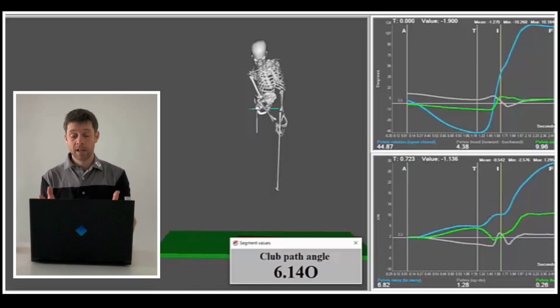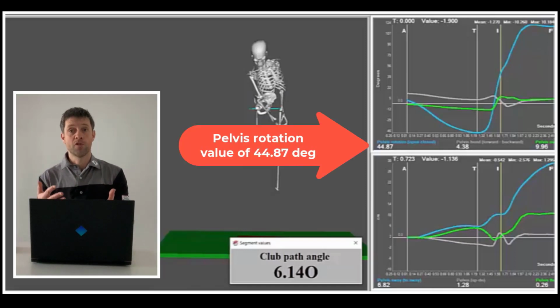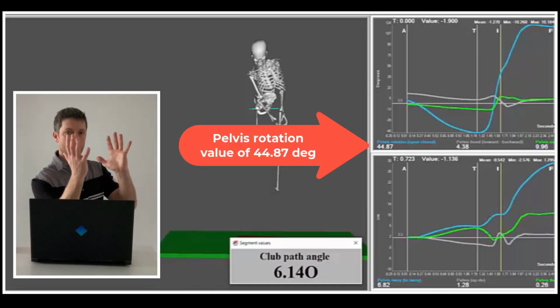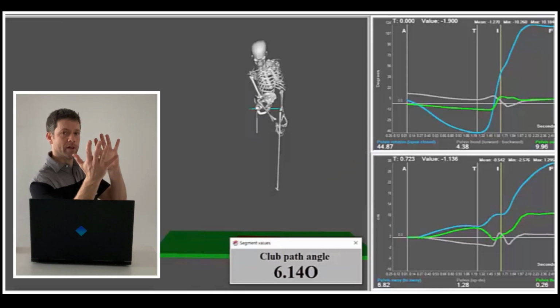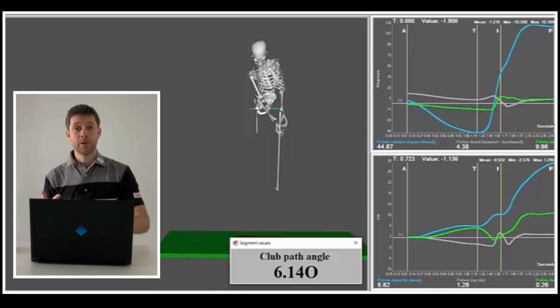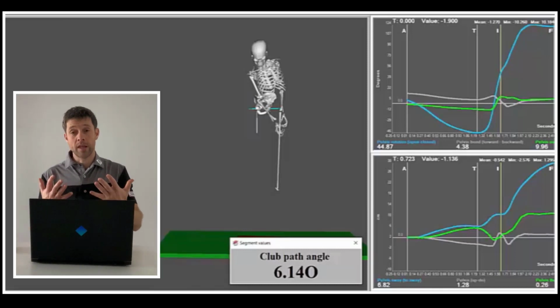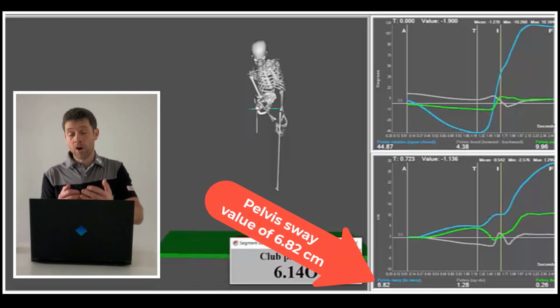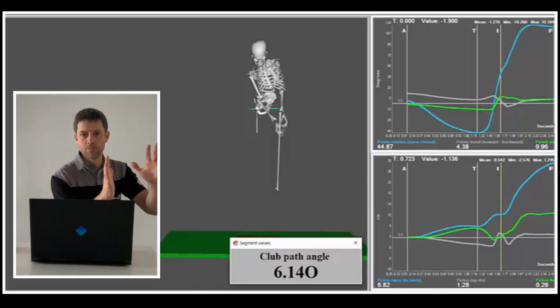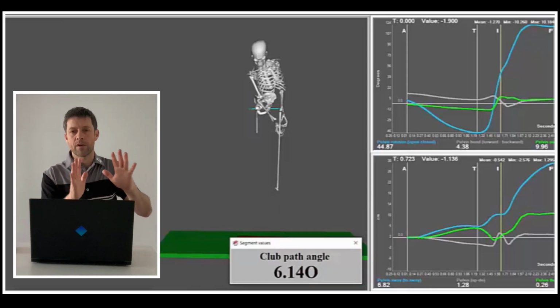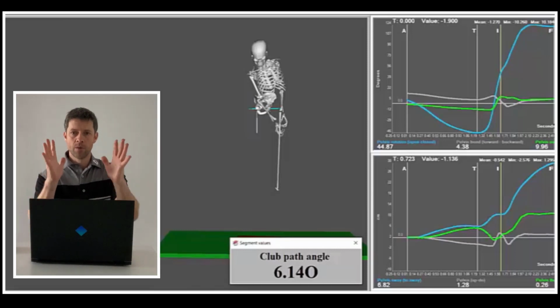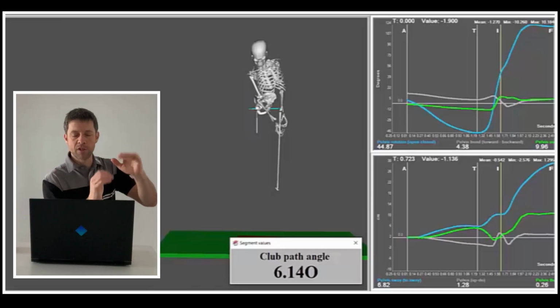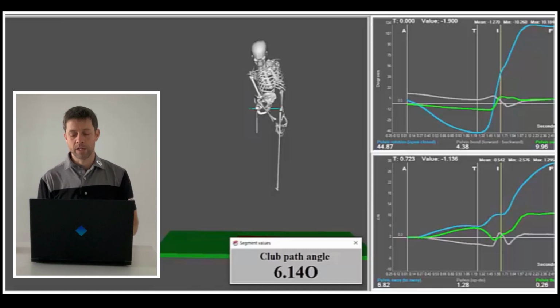As far as the rotation of the pelvis, just under 45 degrees, so 10 degrees more rotated in that pelvis at impact relative to the person who produces almost that zero path. We then look at the sway value, as shown by the arrow on screen in the blue plot beneath, only 6.82 centimeters, so almost 8 centimeters less lateral movement of that pelvis along the frontal plane towards the target. So in essence, more rotation, less lateral shift in that pelvis at impact relative to its start position.